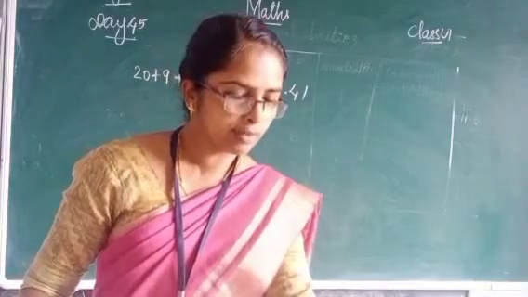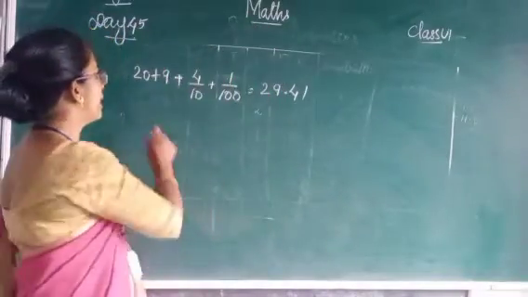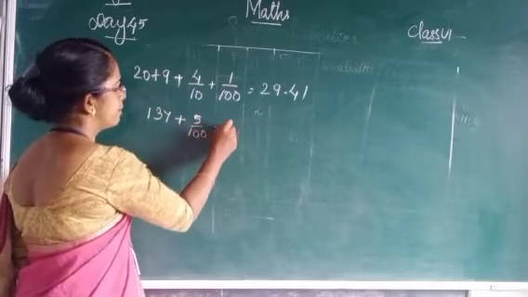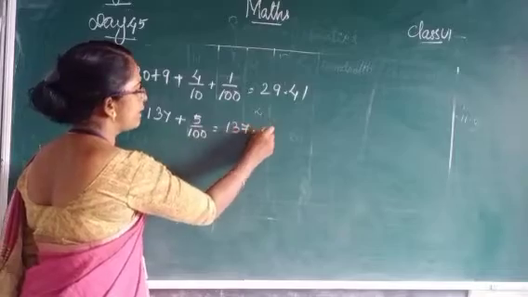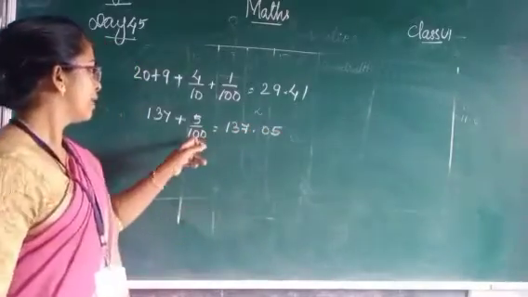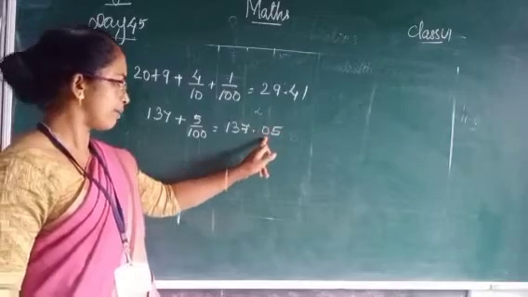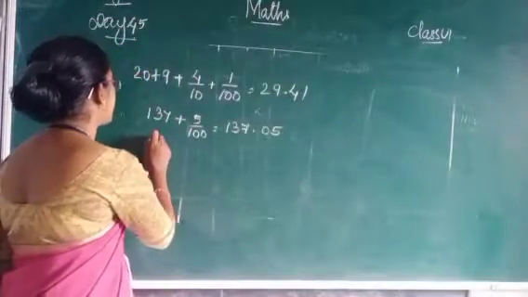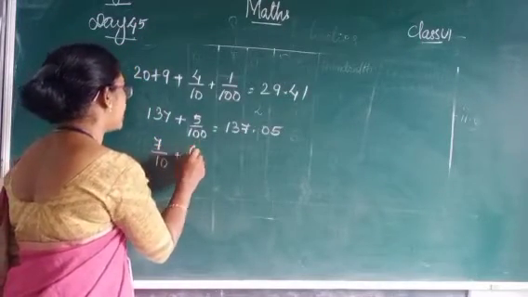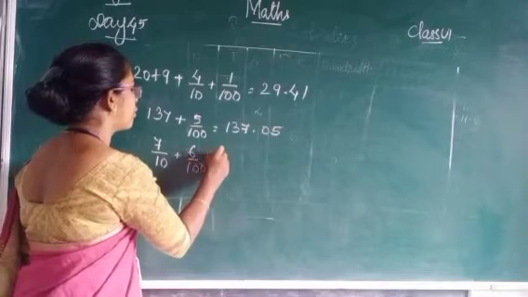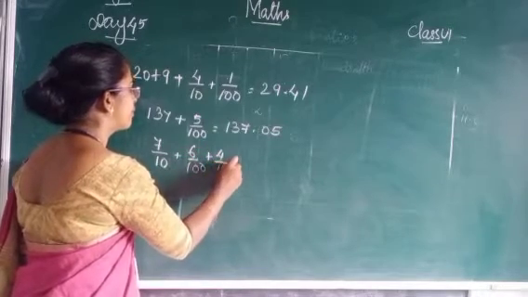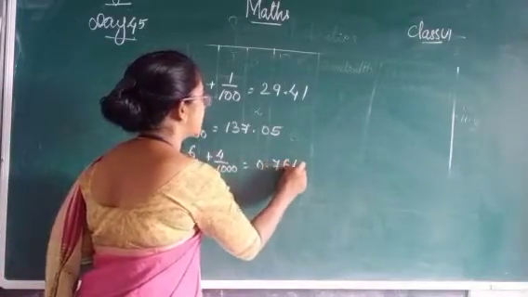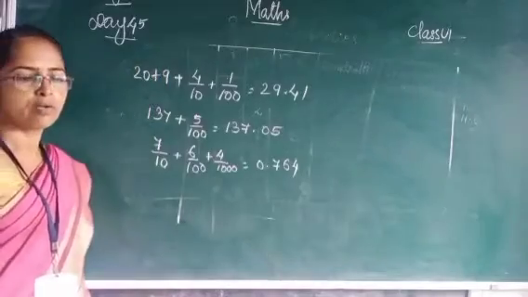Then 137 plus 5 by 100. We have written as 137.05. 100 takes 2 places. So 0.5. Then 7 by 10 plus 6 by 100 plus 4 by 1000 can be written as 0.764. Okay.